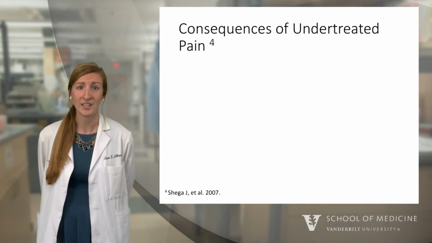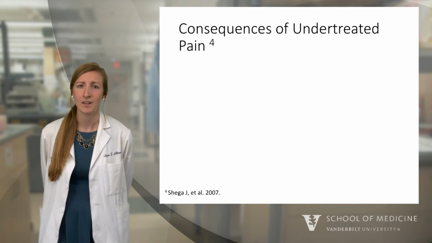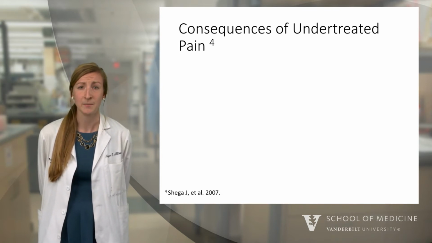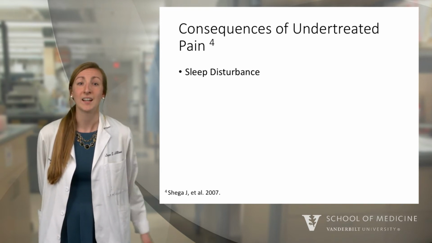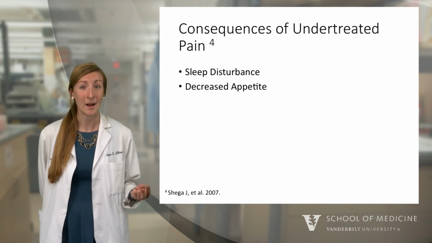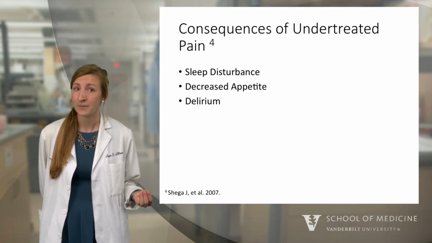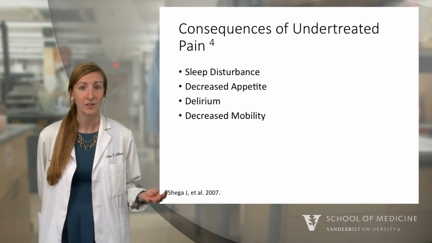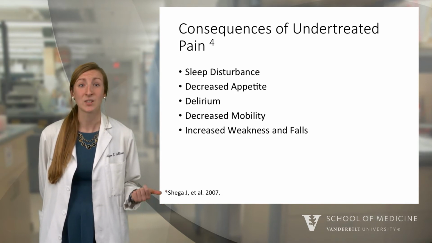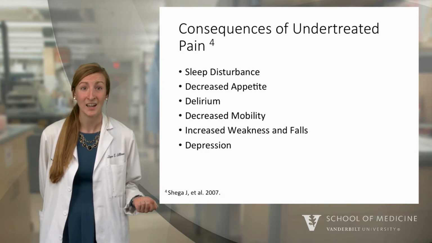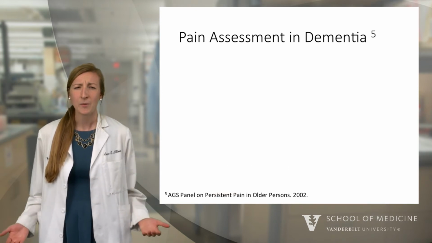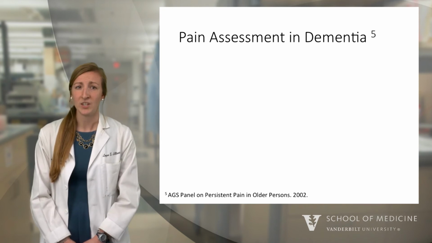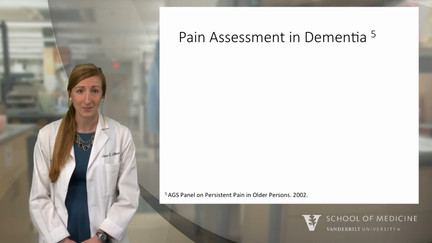Allowing pain to remain undertreated can have severe consequences, particularly in older adults with dementia, who are already at risk for complications such as delirium and falls. Poor pain control can interrupt sleep, decrease appetite, cause delirium, decrease functional mobility, which increases weakness and falls, as well as increasing the incidence of depression and decreasing reported quality of life. So how can we accurately assess pain in individuals with dementia in order that we might treat it more effectively?